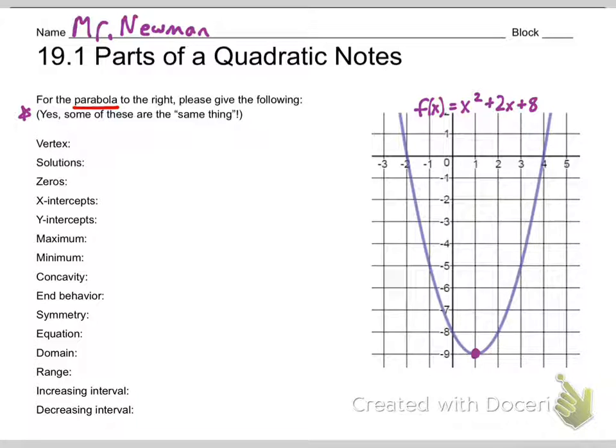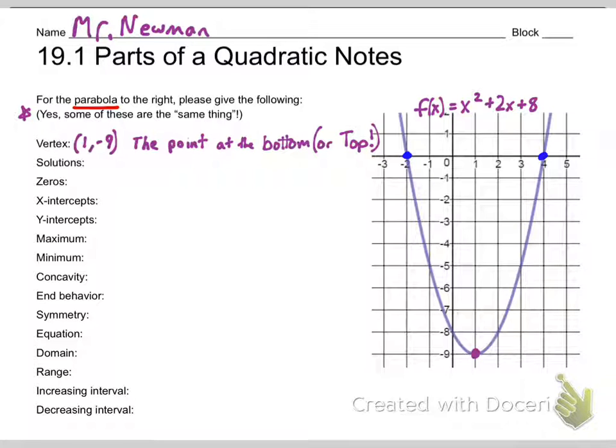So let's get started. First of all, notice the point down there at the very bottom. That's called the vertex. The vertex is 1, -9 on this parabola. And the vertex is just the point at the bottom, or if the graph was flipped, the top of the graph.